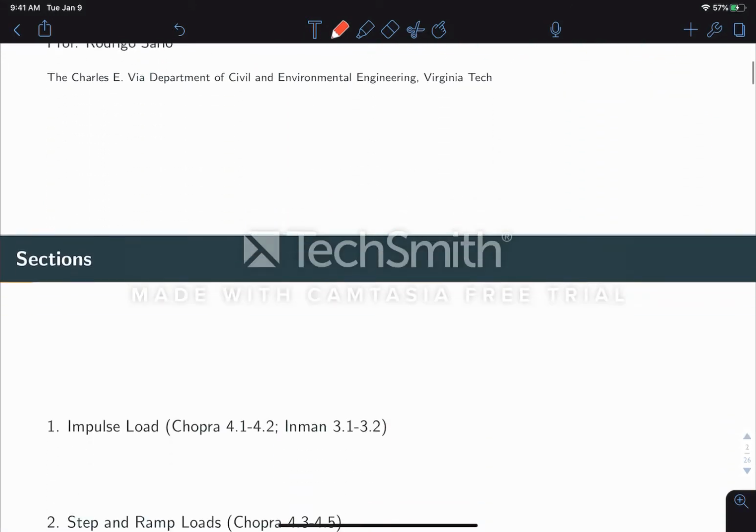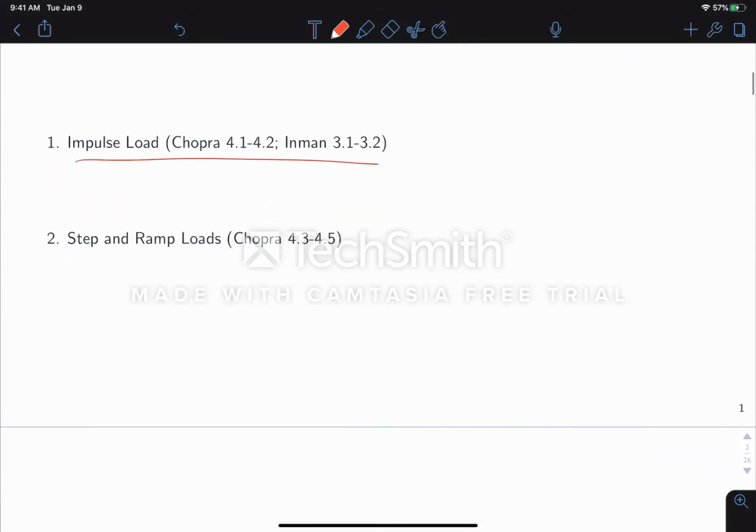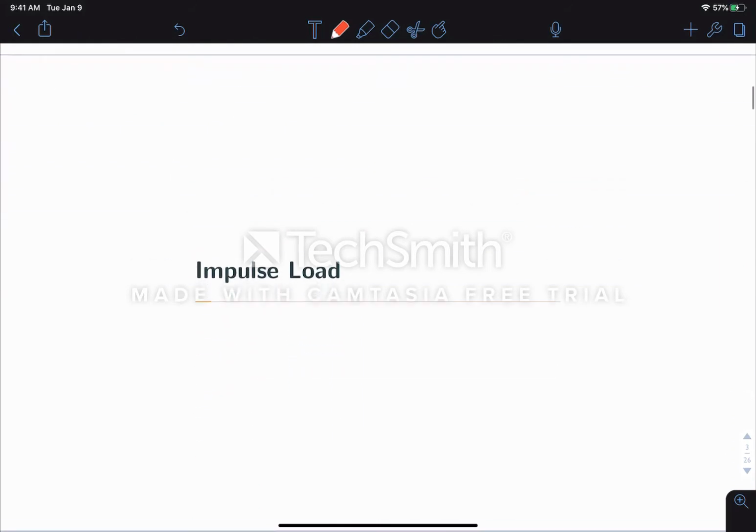Alright, so this unit is primarily broken up into two main sections, impulse loads and step and ramp loads, and you can see the associated textbook sections here. In this video, we'll be dealing with impulse loads, and in the following video, we will move into step and ramp loads and combination of these loads. So let's talk about impulses.